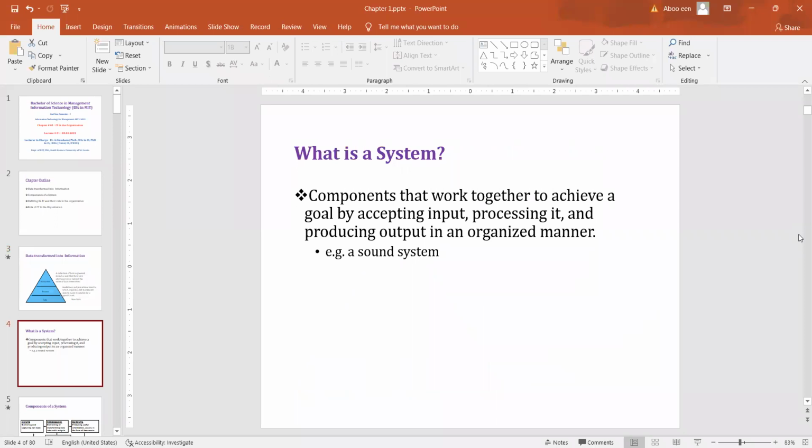Next, we will discuss system. So, information system. Now we know information. What is information? Information is processed, meaningful data. Systematically organized, processed data is called information. Now we will discuss system. When we combine information with system, we have the term information system.